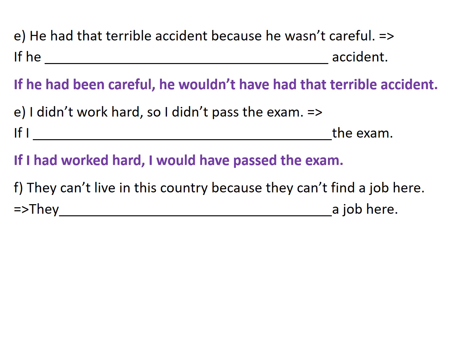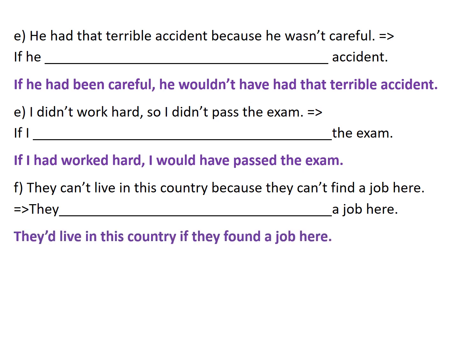They can't live in this country because they can't find a job here. I have it present, so I can't use the third. It's present. I'll use the first or the second. So I'll use the first if it's a possible action, and I use the second if I'm speaking about imaginary. So how can I do it? I imagine that they have a job. They would live in this country if they found a job here. So I imagine. That's why I used the second.